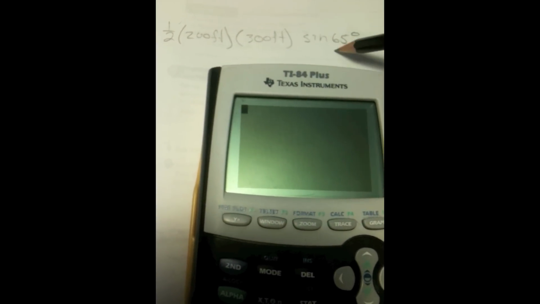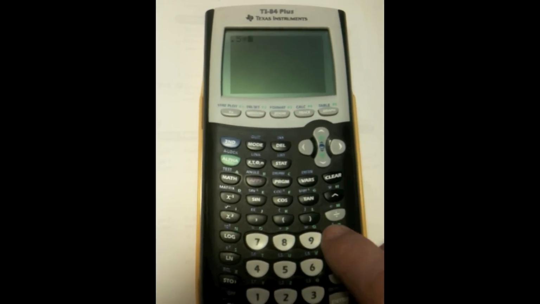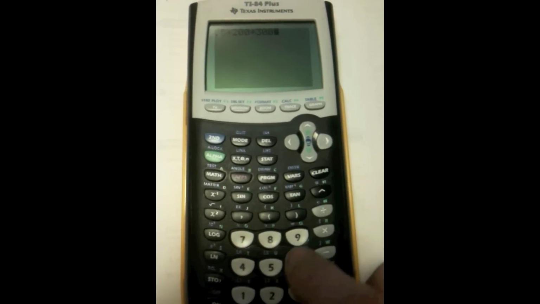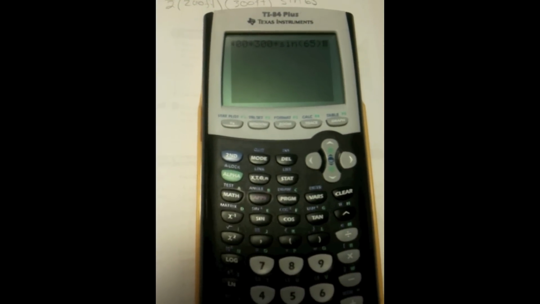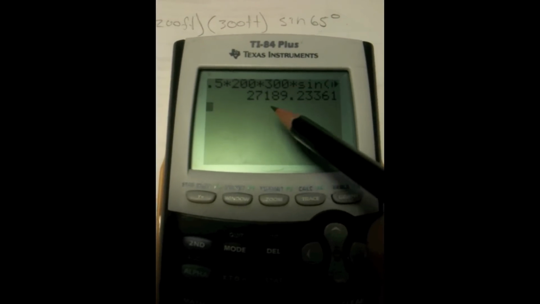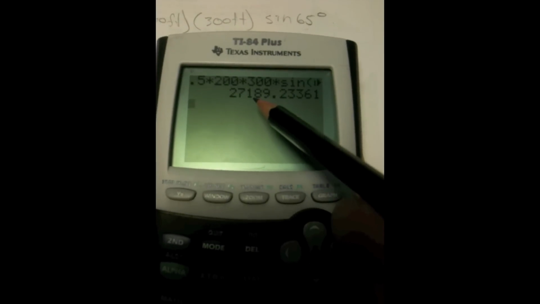I'm going to show you how to enter 1/2 times 200 times 300 times the sine of 65 into a TI-84 Plus graphing calculator. You're going to enter it as 0.5 times 200 times 300 times, now here comes the critical part, the sine of 65 degrees. You simply hit enter, and you can see the result right there: 27,189.2. In the problem you're asked to round to the nearest hundreds, so that'd be 27,200.